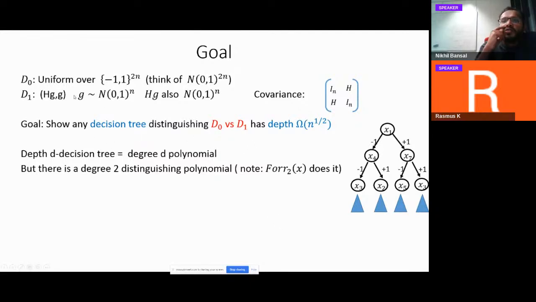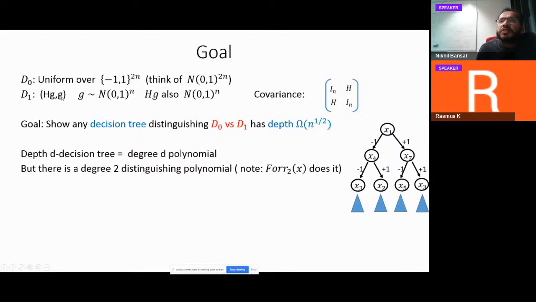Good. Once we have given these distributions, our goal is the following. We have a distribution which is completely uniform over these 2n bits, and again, we'll think of this as independent Gaussians on these 2n bits. And this distribution D1 is a completely random Gaussian g together with h times g.